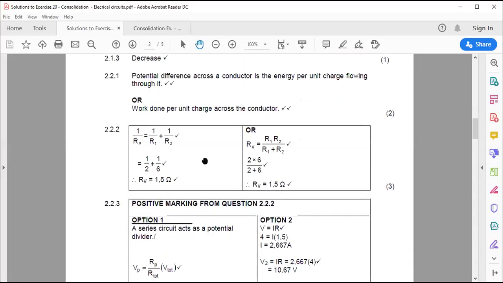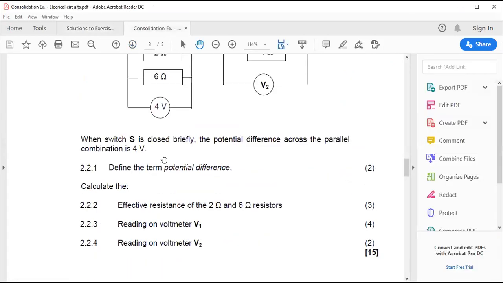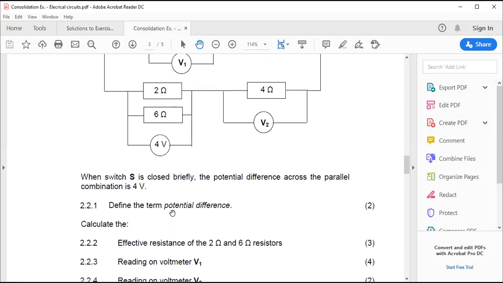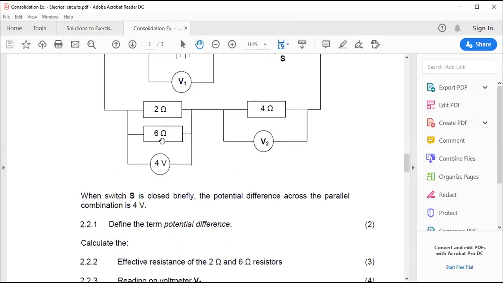Let's look at the next question. So we have defined potential difference for 2 marks. Please note definitions, either you get full marks or 0. So either you're right or wrong, so be careful that you are defining it correctly. Calculate the effective resistance of the 2 ohm and the 6 ohm resistor. Right, so you check your 2 and your 6, they're in parallel.